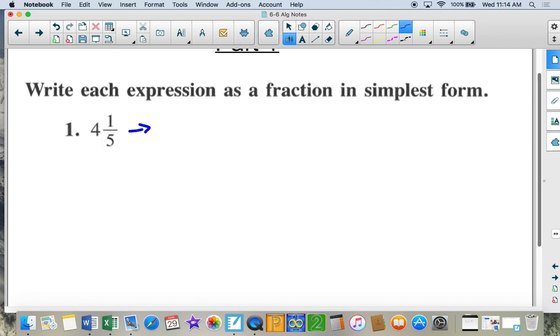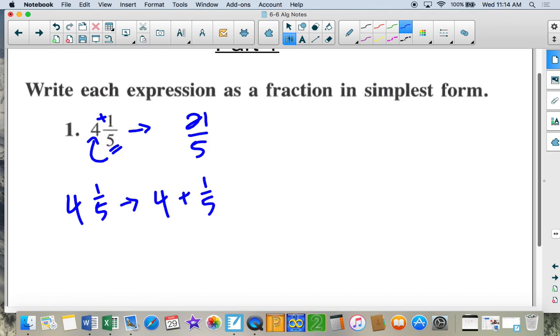So what we do is we take the denominator, multiply it by the whole number, 5 times 4, and then we add the numerator. So that gives me 21/5. If we think about it, we have 4 and 1/5. We have 4 plus 1/5, and 4 can be written as 20/5. So that's how we get 21/5.